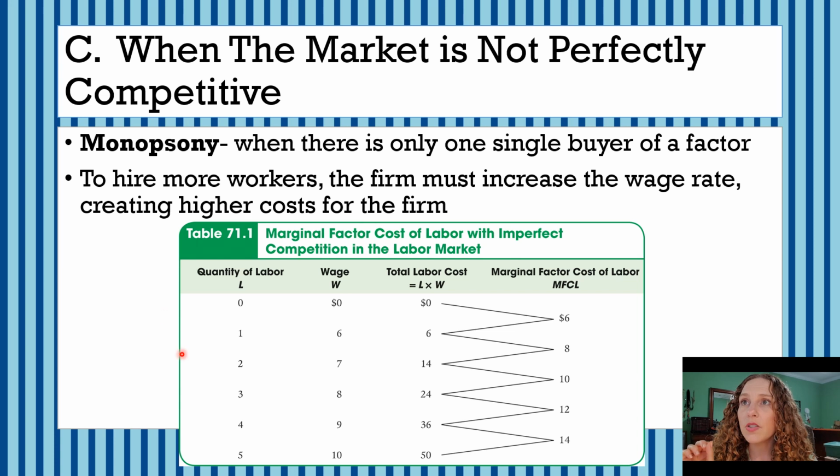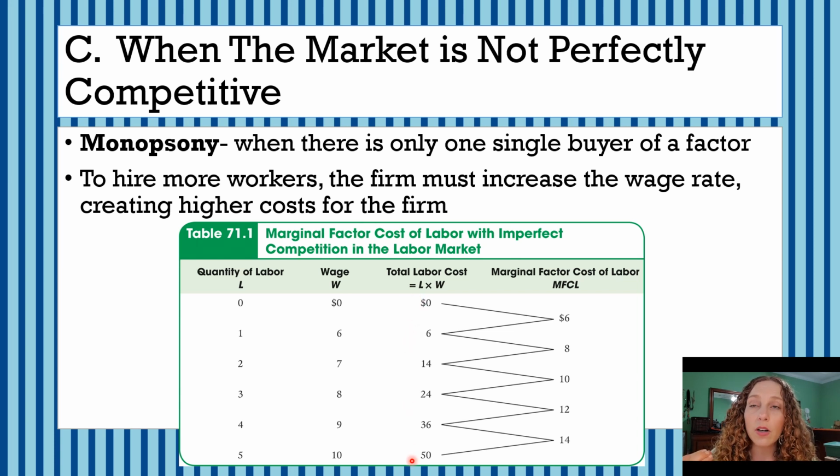So what this table shows you is some of the figures for that. Let's say at the first worker, $6. So there's their total cost of labor at $6. We assume that at that one worker, that's all they can hire. There's nobody else willing or able to work at that wage. So if they want to hire a second worker, they're going to have to increase the wage to $7. If they want to hire a third one, they've got to increase it to $8. Fourth worker, they've got to increase it to $9, and so forth and so on.